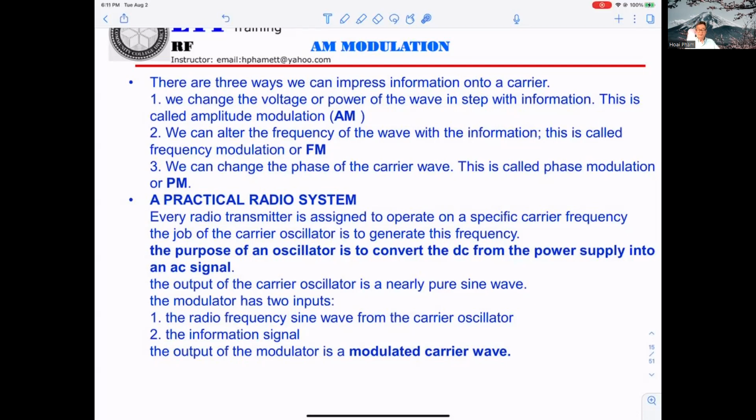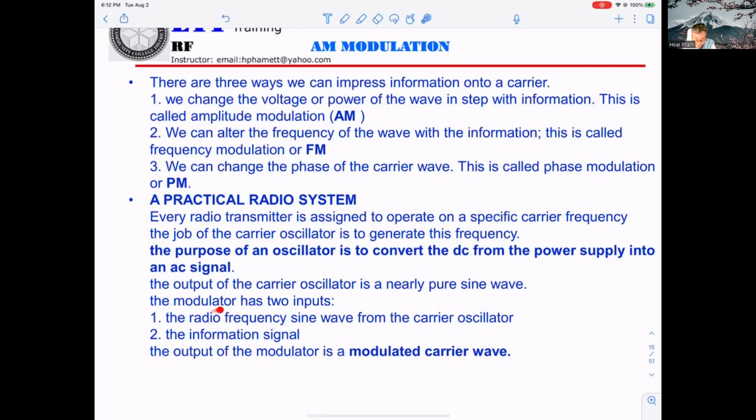When you connect power to that oscillator, it will generate the output for you, either 10 kilohertz or 1 megahertz, any frequency you want. The purpose of an oscillator is to convert the DC from the power supply into the AC signal. The output of the carrier oscillator is a nearly pure sine wave.